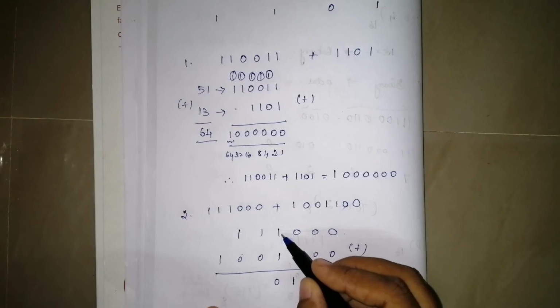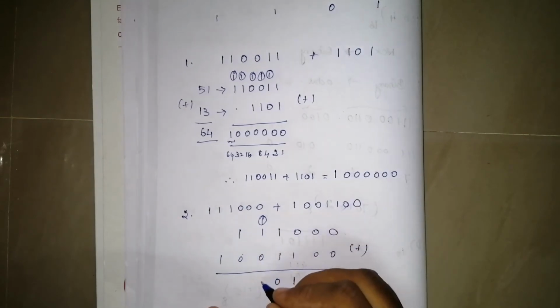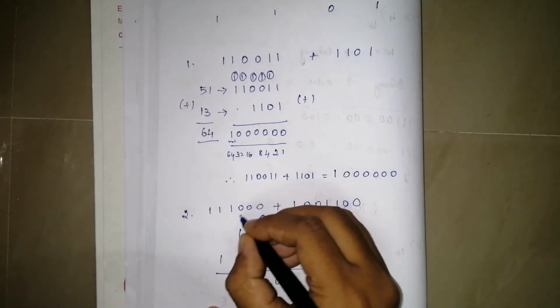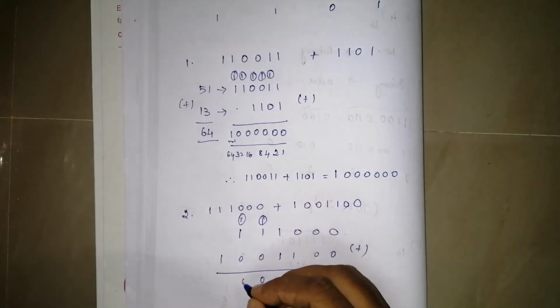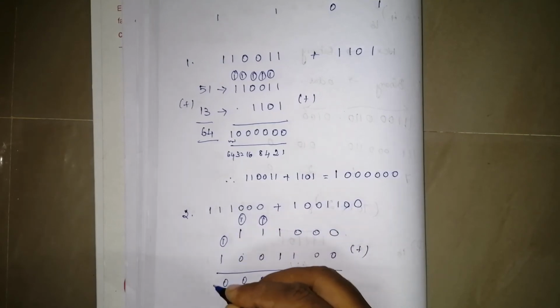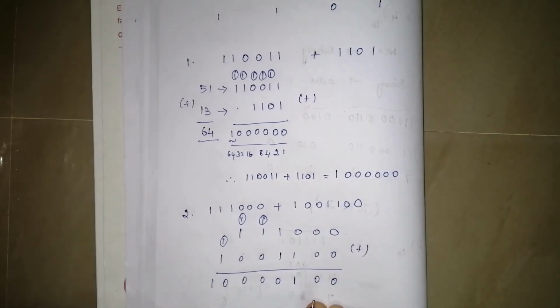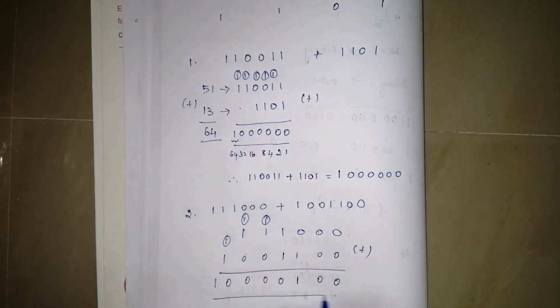1 plus 1, sum will be 0, carry will be 1. 1 plus 1 plus 0 is again, sum will be 0, carry will be 1. 1 plus 1 plus 0, sum will be 0, carry will be 1. 1 plus 1 is 1, 0. Since there is no number before, we are putting this carry directly here. So shall we check the answer using the decimal addition?